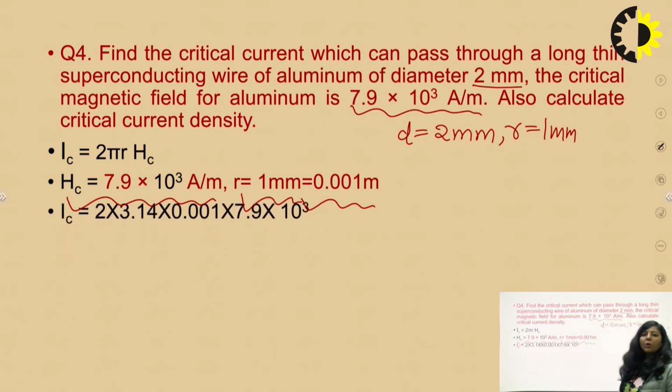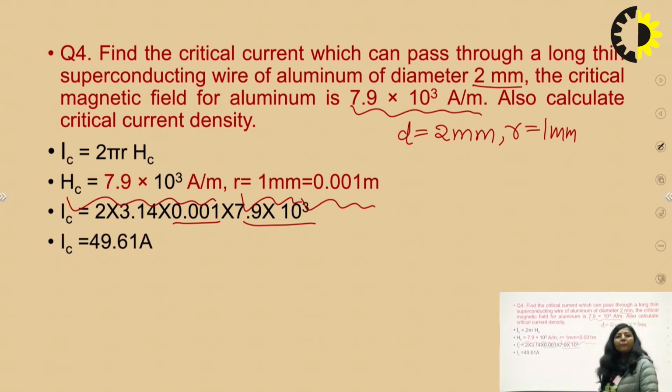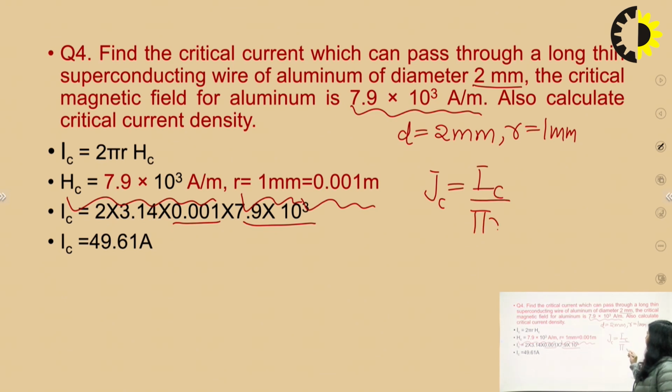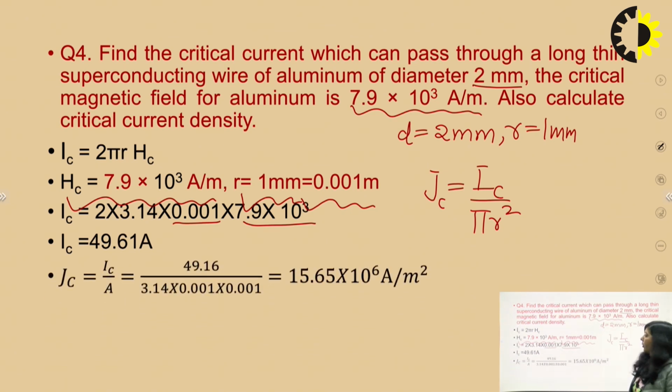So Ic, according to the formula, will be 2 pi r Hc. This is the value of r, and this is the value of Hc. Just simplify it, and you will get the critical current for this superconducting wire. When you simplify, the critical current for the superconducting thin wire is 49.61 ampere. If this is the value of critical current, then easily you can find critical current density, which will be equal to critical current upon area. So that will be Ic upon pi r square. Just substitute these values. So Jc is Ic upon A.